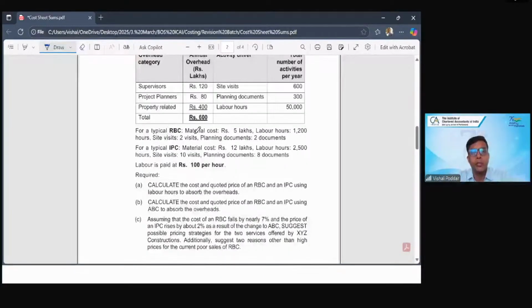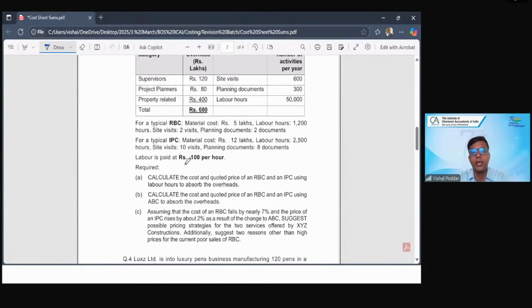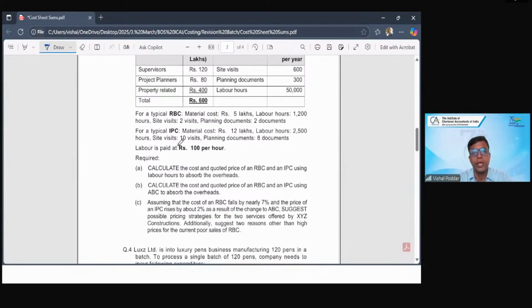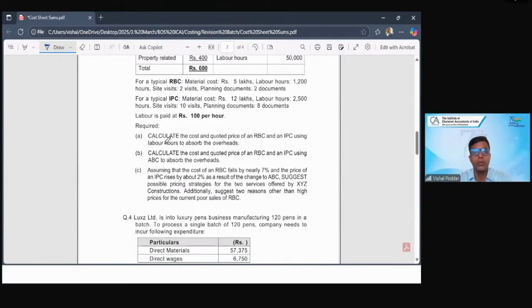For a typical RCB, material cost is 5 lakhs, labor is 1200 hours, site visits 2, planning documents 2. Similarly, for IPC, material cost 12 lakhs, labor hours, site visits, planning documents 8. Labor is paid at the rate of 100 per hour. Calculate the cost and quote price of RCB using labor hours to absorb the overheads. That is the traditional method. Calculate the cost and quote price of RCB using ABC to absorb the overheads.